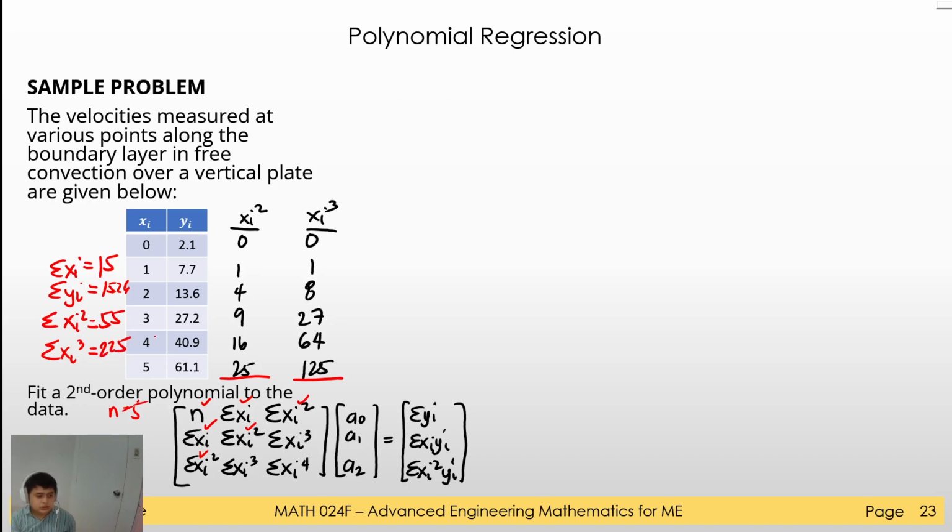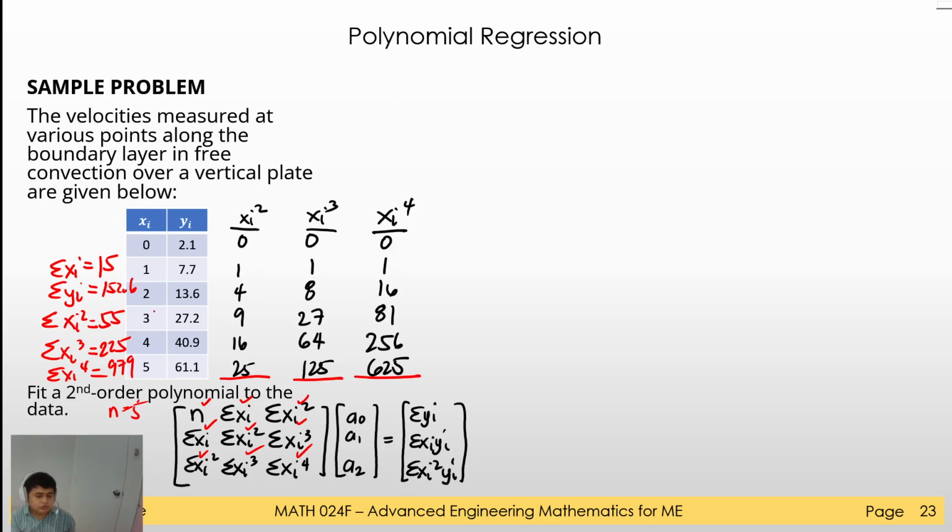is equal to 225. And then the xi to the fourth, the last one. For this, we want to find the fourth power of x. So we have 0, 1, and then 16, 81, 256, and 625. The summation of xi to the fourth is 979. Now for the right hand side, the summation of yi is already solved.